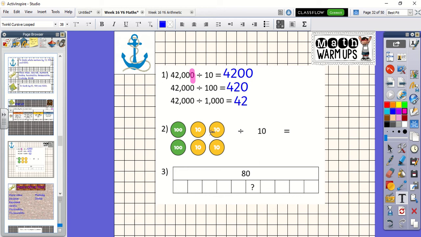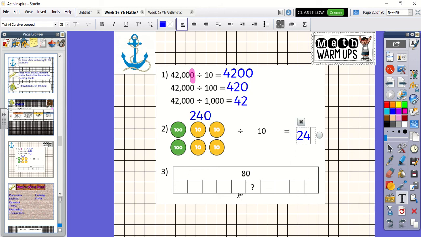Okay then, so number 2, you've got 240, and you are dividing by 10. So you've got that 0 on 10 and you've got the 0 on 240. So we are going to make 240 10 times smaller, and the answer you should get is 24.